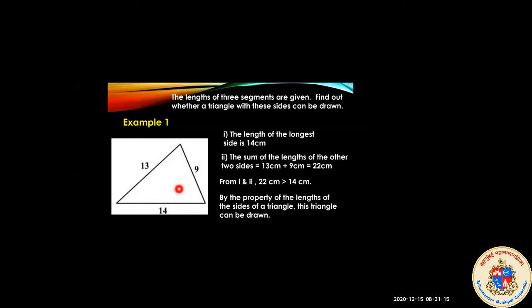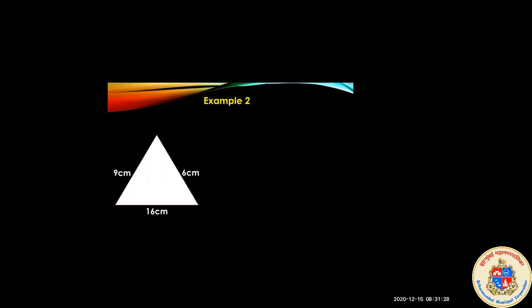Okay. So you have to remember this property, the length of the sides of a triangle. You have to see whether it is smaller or greater. Now we'll see some more examples about it. Example 2. Now there is a triangle. The measurements are also given. Now we have to find out whether a triangle can be drawn or not.